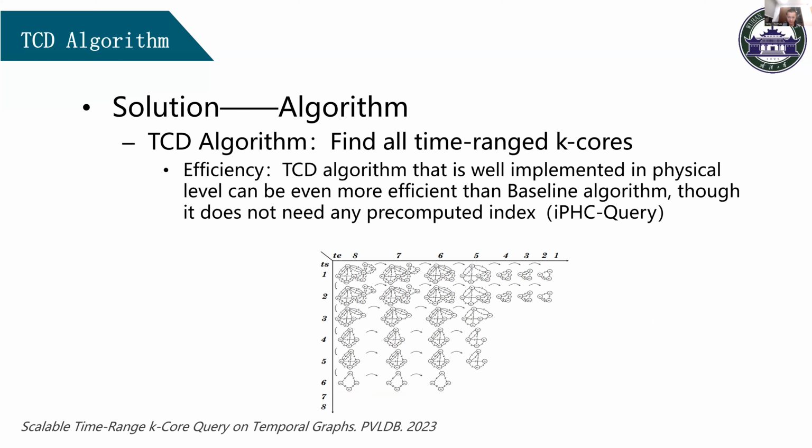Compared with the baseline algorithm developed on the PHC index, the TCD algorithm conducts a decremental procedure in which each vertex is peeled only once, and each edge is also removed only once. Therefore, the TCD algorithm is well implemented at the physical level, and achieves more efficiency than the baseline algorithm, even though it does not need any pre-computed index.